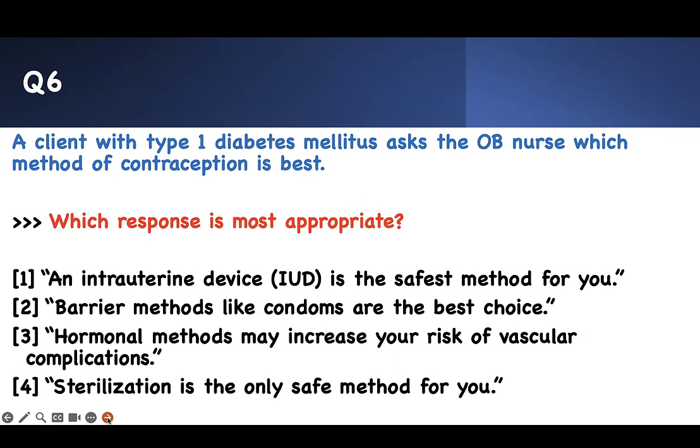A client with what? Type 1 diabetes. Boom, ask the OB nurse which method of contraception is best. She has diabetes and she wants to know which method of contraception is best. The key word is what? Diabetes. What do you know about diabetes patients? And she wants to know which contraception is best. The concept here is what?